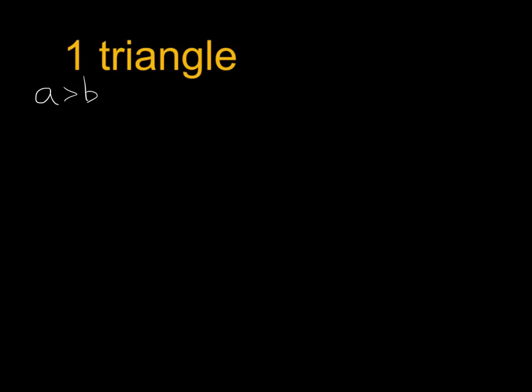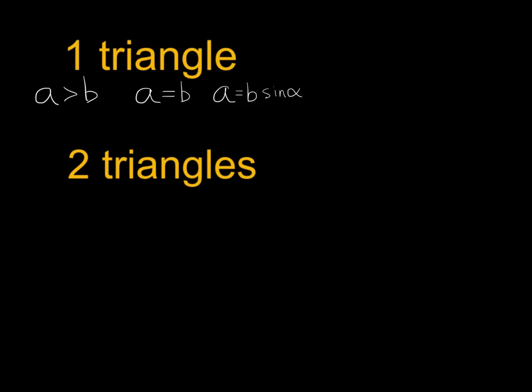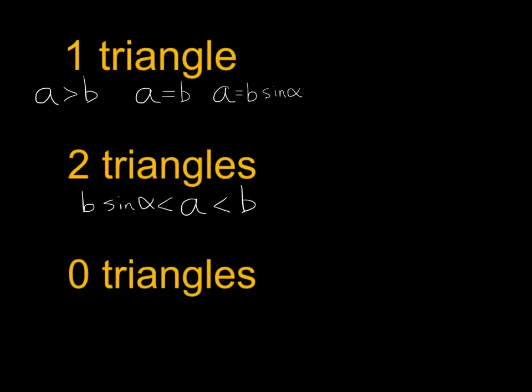So to recap all the possibilities, we do have a unique triangle formed if A is greater than B, if A is equal to B, or if A equals B sine alpha. We have two possible triangles that you can build if it's the situation where A is less than B, but A is greater than B sine alpha. And then we have zero triangles formed if A is less than B sine alpha.